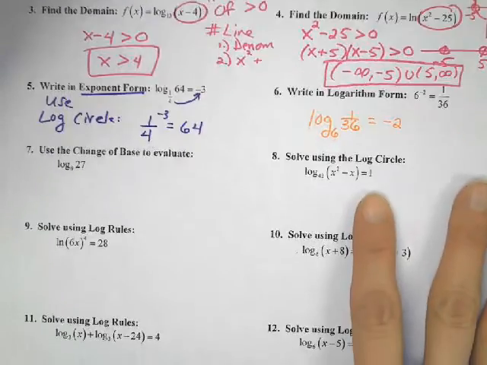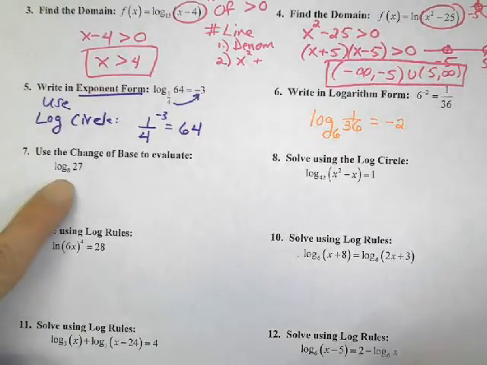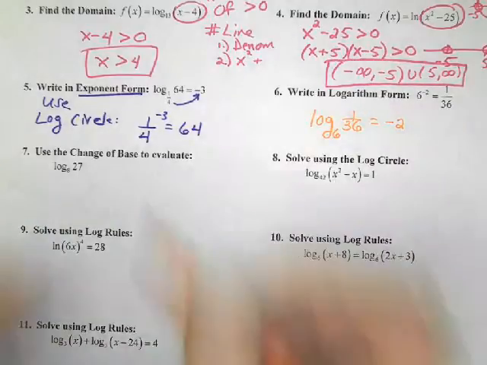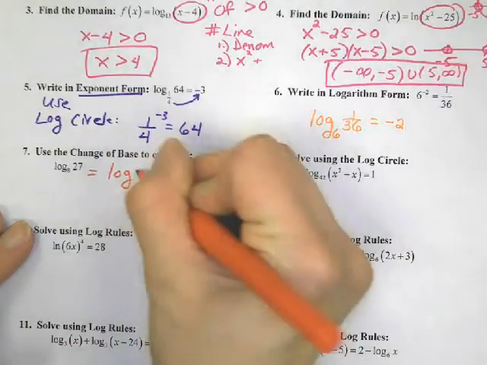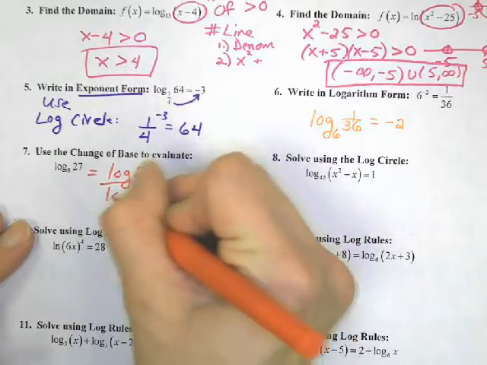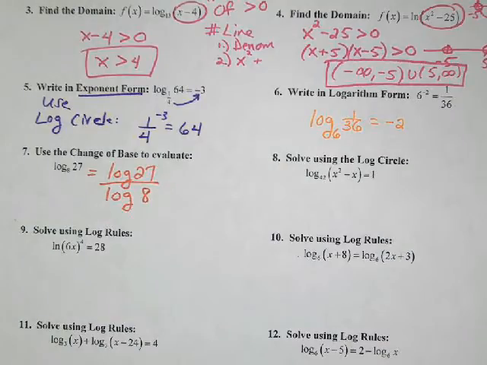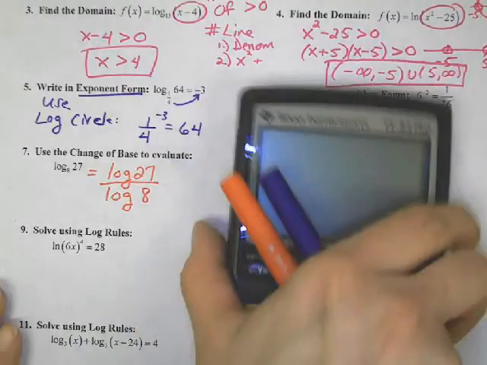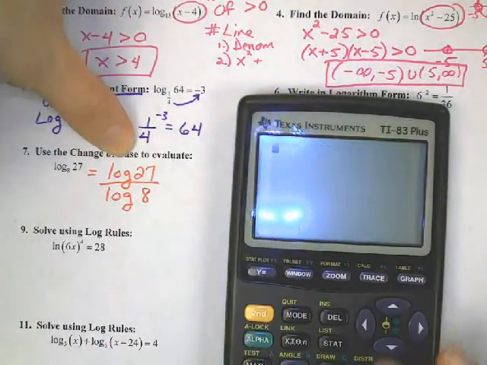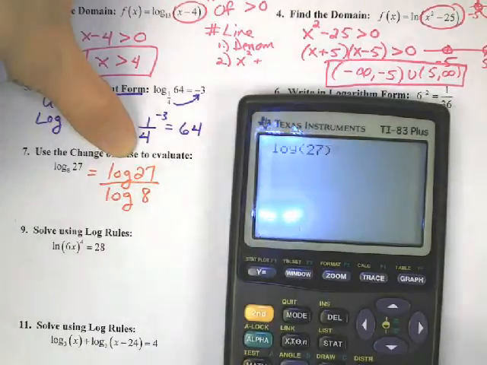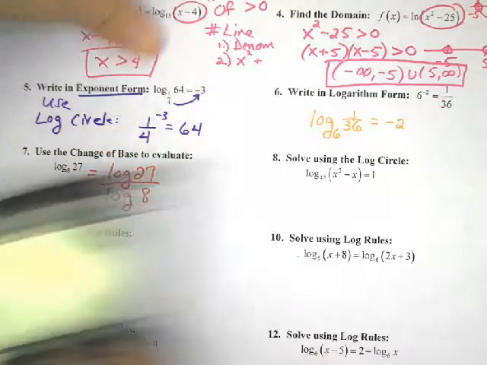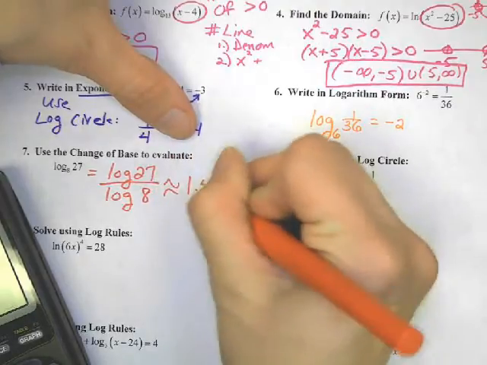Using the change of base to evaluate, I don't have a log base 8 button on my calculator, so what I will have to do is log of 27 divided by log of 8. I'm going to choose the common log with a base of 10, but you could also choose the natural log with a base of e. Does not matter. The calculator answer will be the same. So log of 27, close the parentheses, divided by log of 8, and the answer is 1.58.